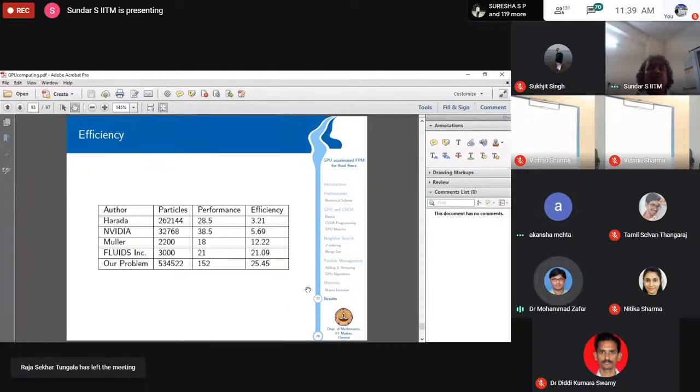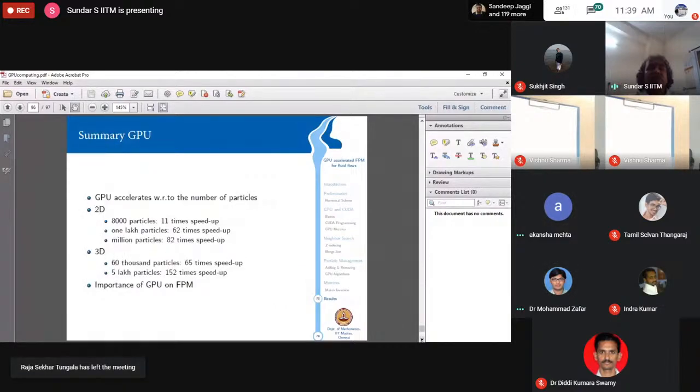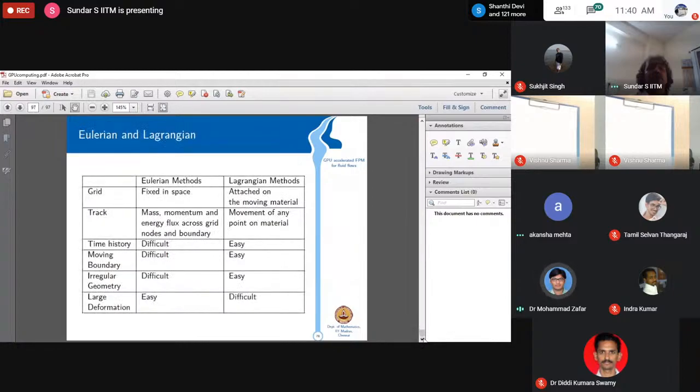This way we have computed how GPU accelerates with respect to the number of particles. In the 2D problem, we have taken 8,000 particles, 11 times speed up, 1 lakh particles, 62 times speed up, million particles, 82 times. This is very important: increase the number of particles, your speed up increases. We have taken for the 3D problem 5 lakhs particles, 152 times speed up. That shows the importance of GPU design and efficient coding. With this, I stop. I am open to questions.